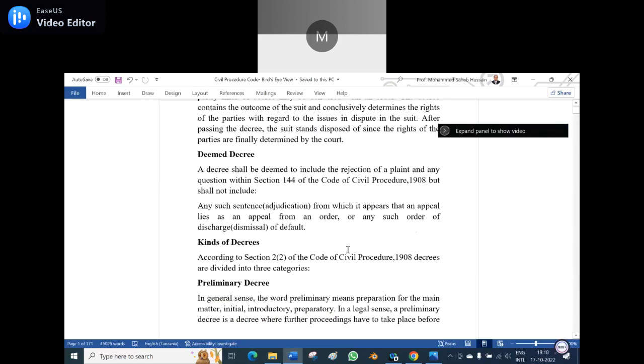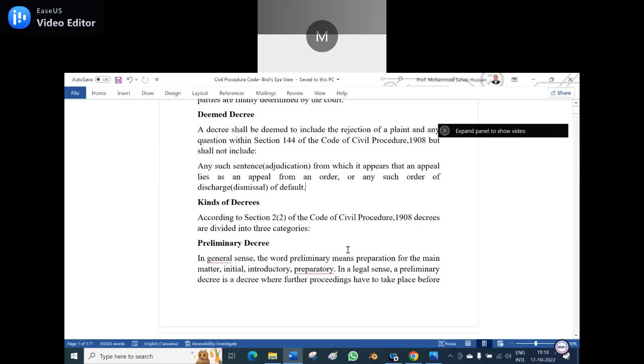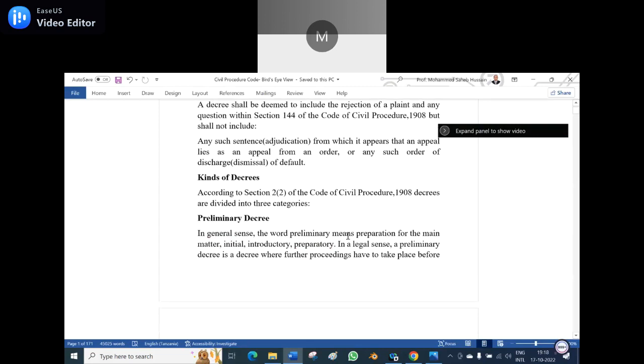So now we will see the kinds of decrees. According to Section 2, Clause 2 of the Code of Civil Procedure 1908, decrees are divided into three categories. We just read it before.